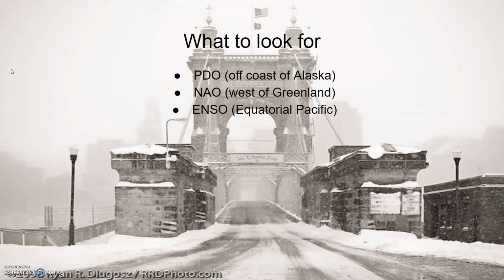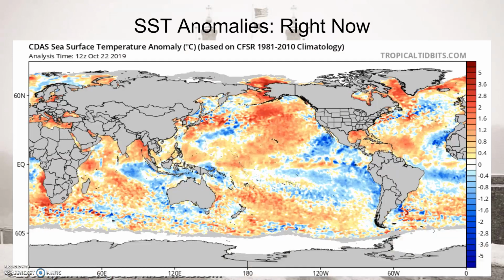Here are some general factors that we look for in the course of making a winter weather forecast. We look at the PDO, which is in the northeastern Pacific. We look at the NAO region, which measures some atmospheric factors off the coast of Greenland. And then we look at the ENSO, which is where you have your El Nino and your La Nina, so on and so forth. It's down in that region.